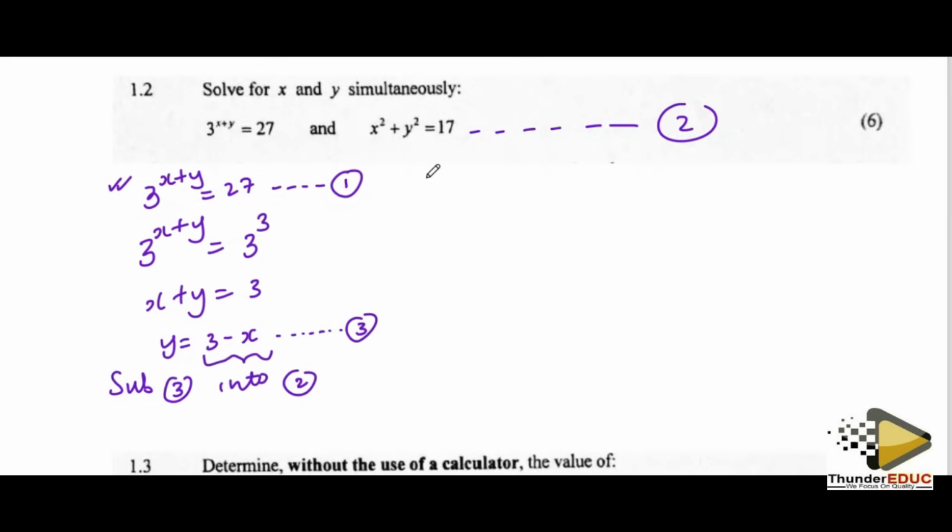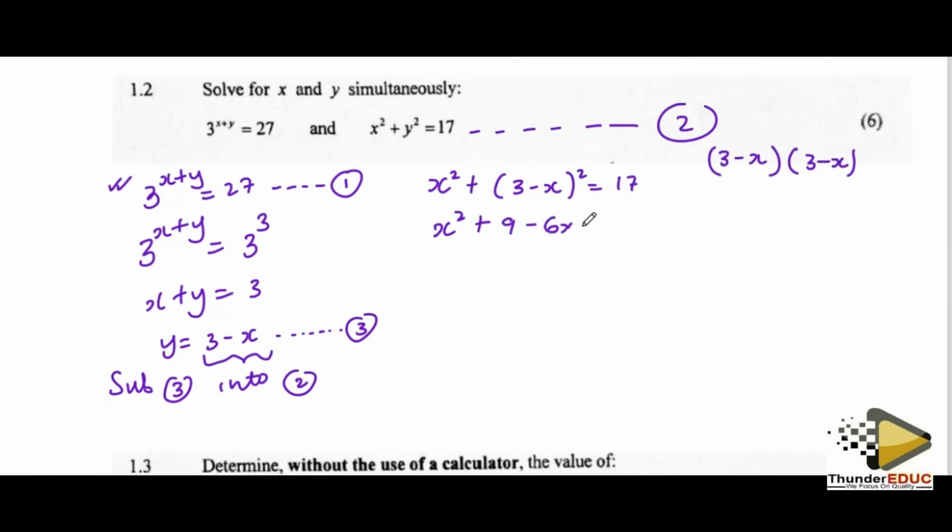So with my substitution, it's going to be x squared plus, so we are replacing y with 3 minus x, and I square that, is equal to 17. So that is going to be x squared plus, when I FOIL that, remember it's 3 minus x times 3 minus x. So that's going to be 9 minus 6x plus x squared. I can move the 17, that's okay, is equal to 0.